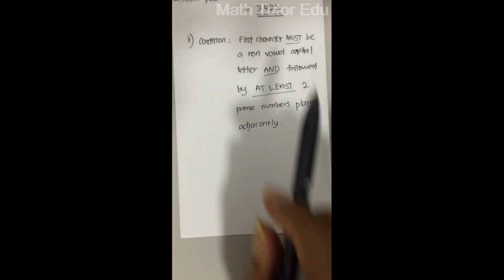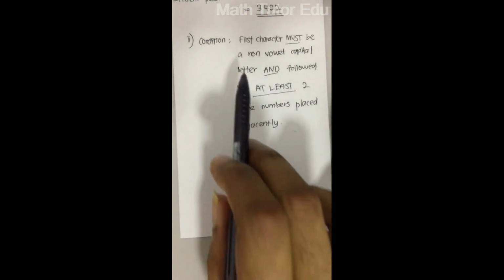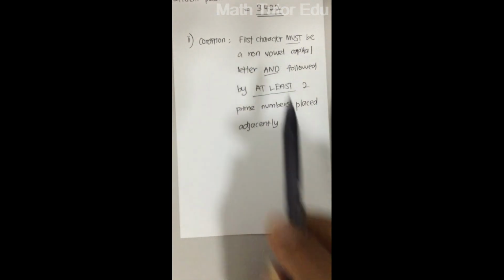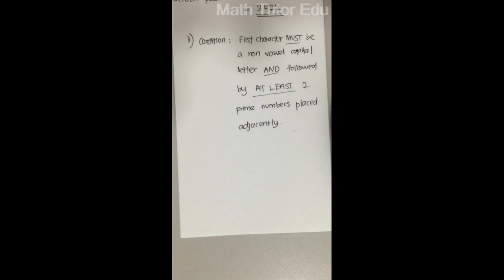Okay, let's break down one by one. First character must be a non-vowel. In this case they are saying that it must be a capital consonant letter. So in order for you to identify how many consonants you have, you need to know the number of vowels in the alphabet. Vowels are A, E, I, O, U, so you have a total of 5 vowels. The total letters from A to Z is 26. So to calculate the number of non-vowel capital letters, you take 26 minus 5, and from here you get 21.